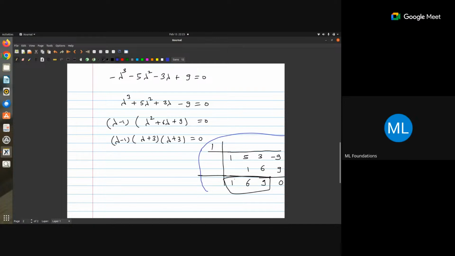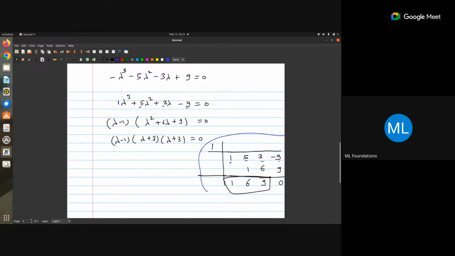What I have done here, maybe I'll tell you in brief. These 1, 5, 3, and -9 are the coefficients of this, right? We already said that lambda equals to 1 was my root, right?